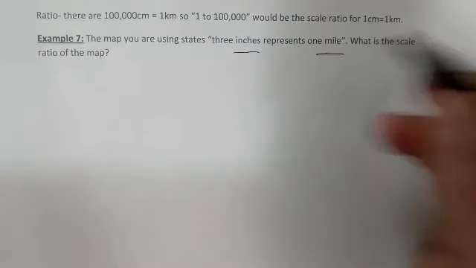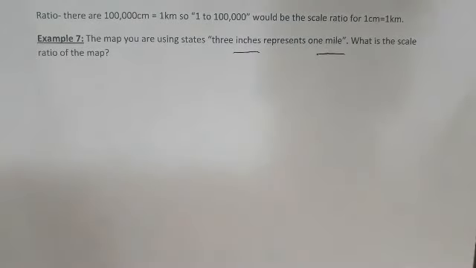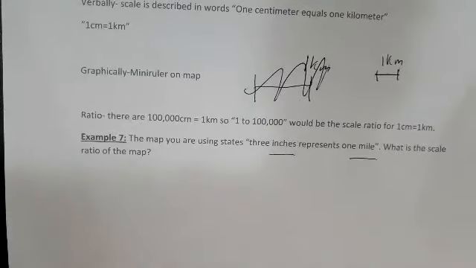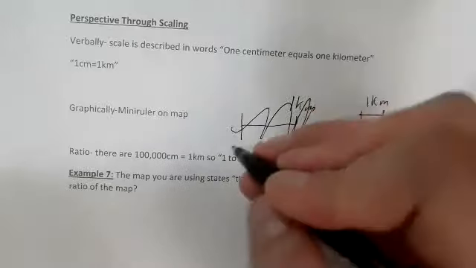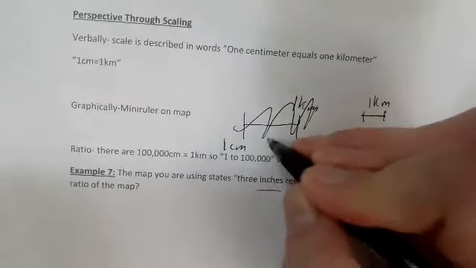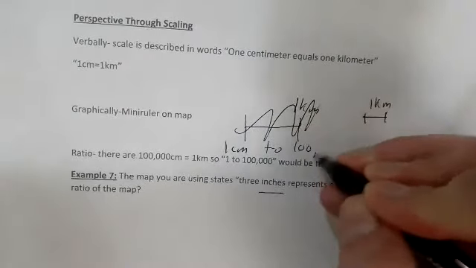Okay, so we're using a map. It says 3 inches represent 1 mile. What is the scale ratio of the map? So we're comparing. The first thing we want to do, if we want to know the ratio, is review something like this, where there are 100,000.